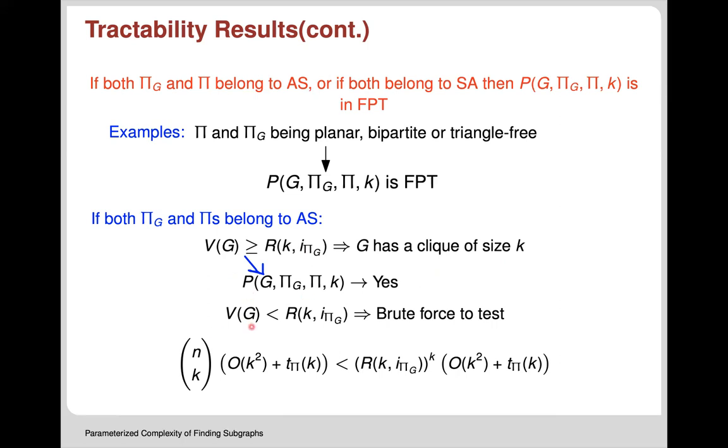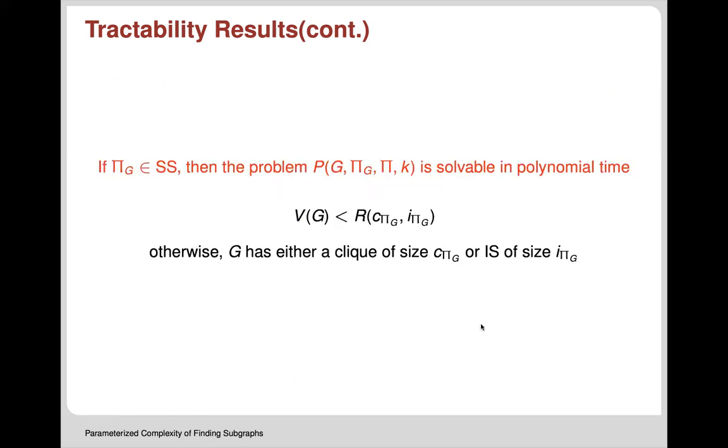In the other case, my input graph has bounded size, and then I can just brute force. In this case as well, the running time is the same: n choose k, and then this is to create the induced graph, and this is to check whether the graph belongs to property pi, and then we also get FPT time. Okay, and now we go to a case where my graph property pi g belongs to SS.